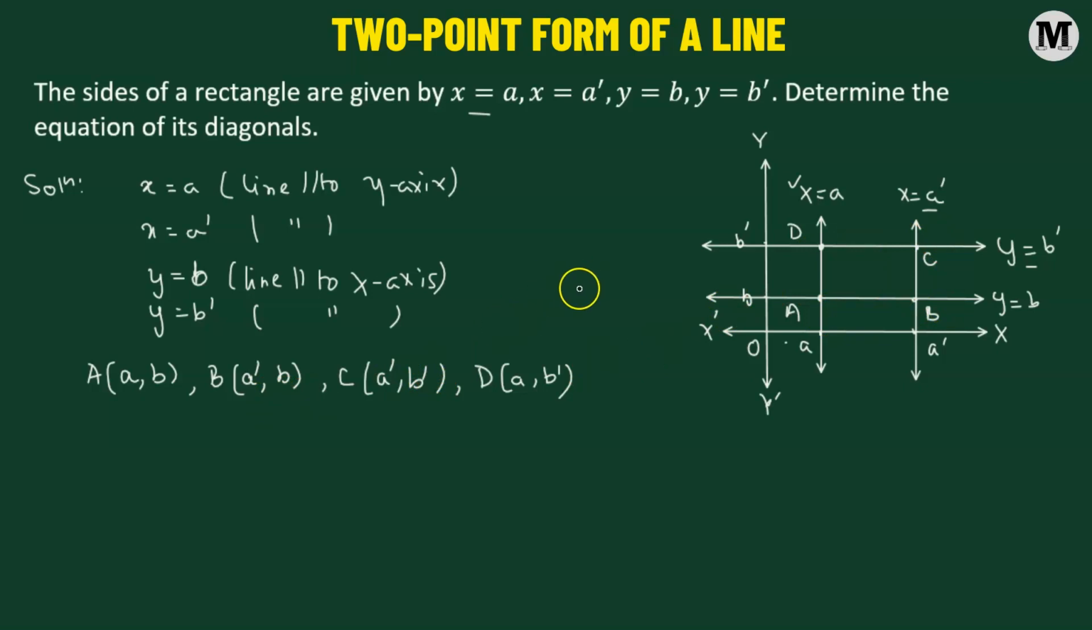Our goal will be to obtain the equation of its diagonals. So let's say we join A and point C. That's going to be the diagonal AC. Similarly, we can join B and D. That's going to be the diagonal BD. We'll start by computing the equation of the diagonal AC. Equation of AC.